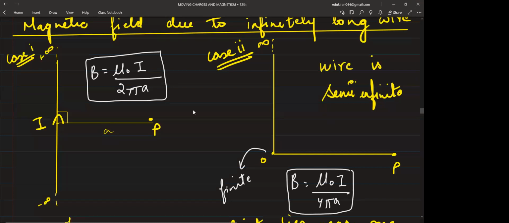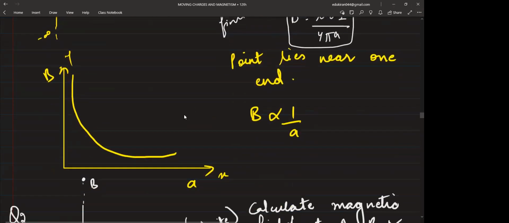Now, one more thing, the graph also you have to remember. If I say magnetic field is B, and distance, that is the position vector, radius vector, is A, how are they linked? Can you tell, Taha and Sufyan? Directly proportional, inversely? Inversely? See, they are inversely proportional to each other. So when you plot the graph here, the graph is also inversely proportional. Okay?